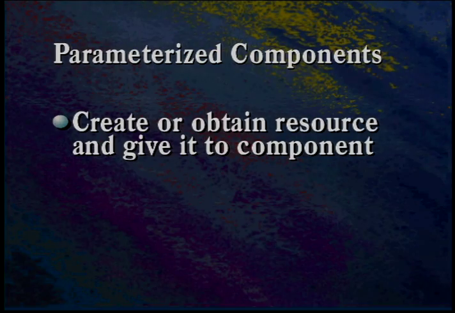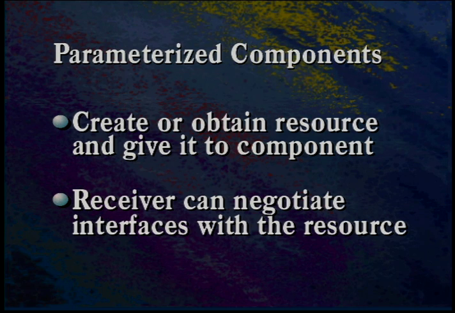One of the interesting things about our component object model is that having done this, the receiving object that's getting this resource can negotiate more interfaces with it, so that if certain types of resources are allocated, that object can make use of additional functionality that perhaps even the creator didn't know was there. For example, an object may know how to optimize drawing to a certain kind of printer.